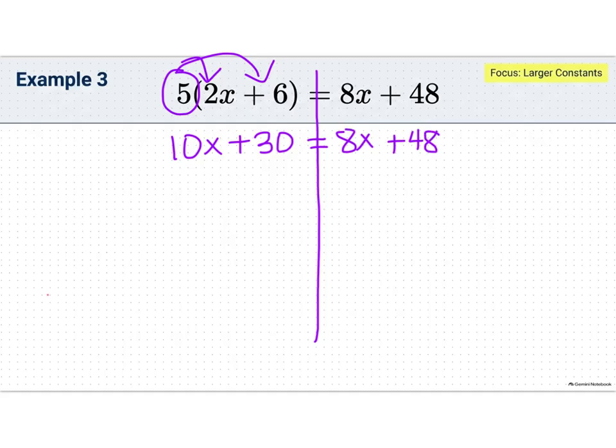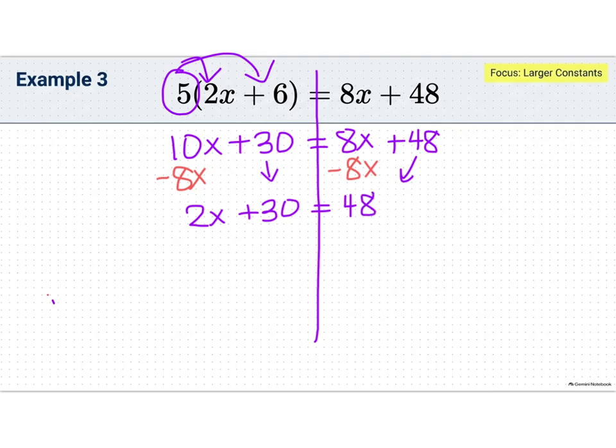Checking for like terms, I don't have any like terms on either side of the equal sign, but I do have variables that I need to move over. So I'm going to move this 8x over to the left by subtracting it from both sides. Once I do that, I get 10x minus 8x is 2x. Then I'm going to bring the 30 down. And I'm also going to bring the 48 down.